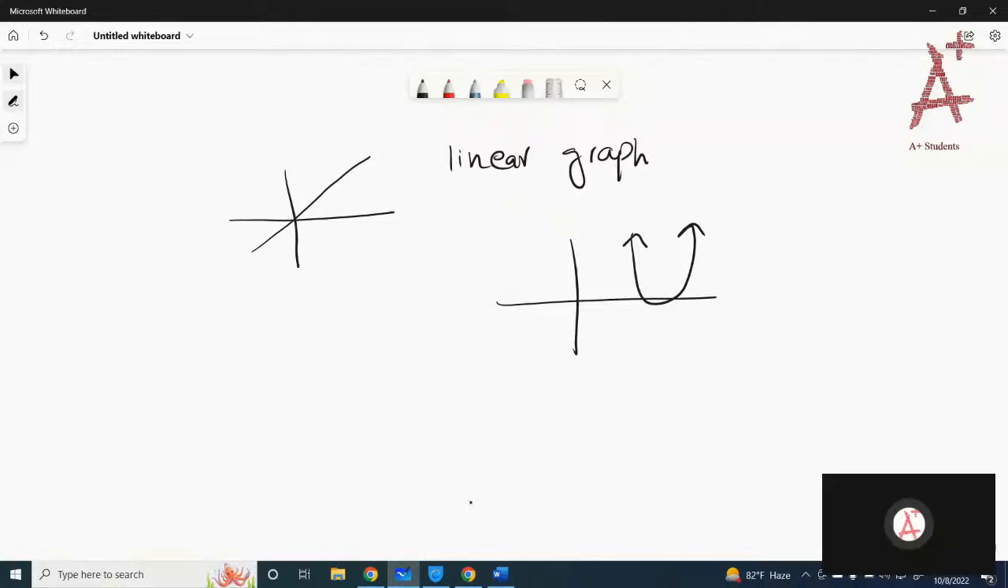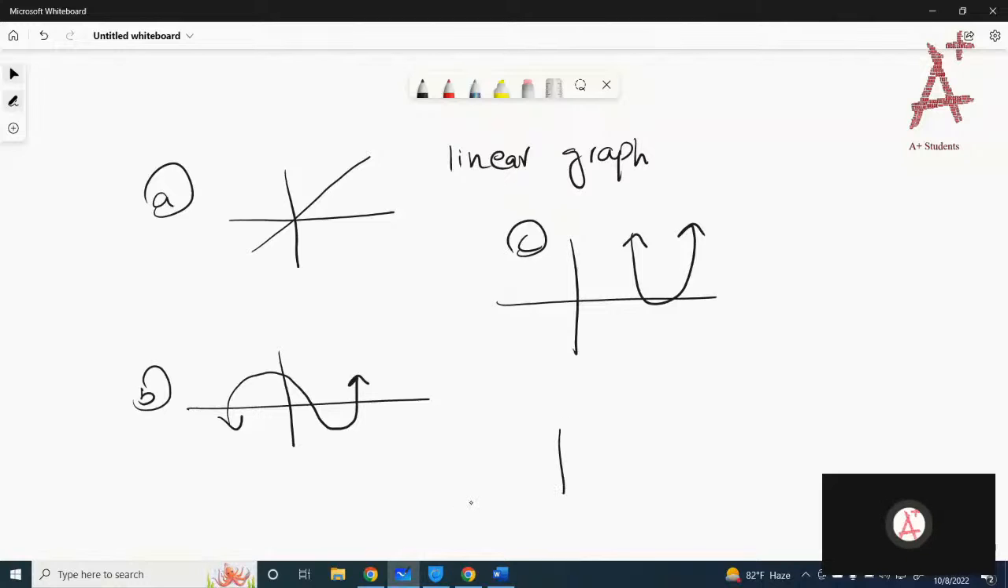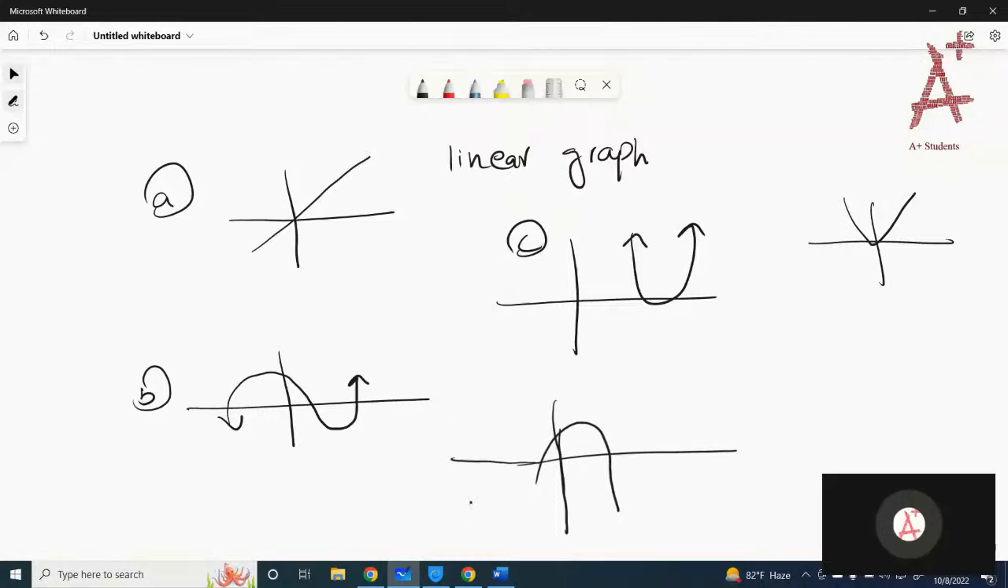No, this, then we have this one. This is something like this. A, then B, then this is C. Let me draw all the graphs once, then I'll explain. And then you have another graph that is like this. Then you have another graph like this. And then you have another graph that looks like this. Okay, B, C. Then this is D. Then this is E. And this is F.